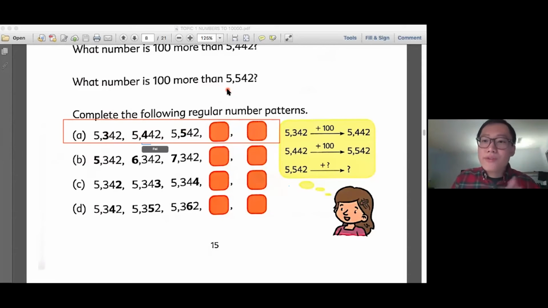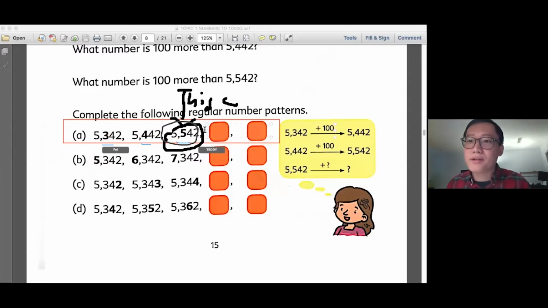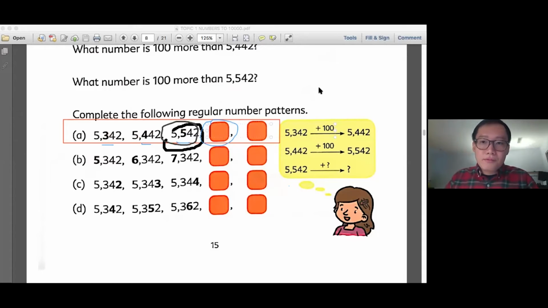So if we follow this pattern, Faye, what's the next number that appears? Yep, that you circled in blue. What should be the number in blue? The next number is 5,642. Good. So it should be 5,642. Okay.